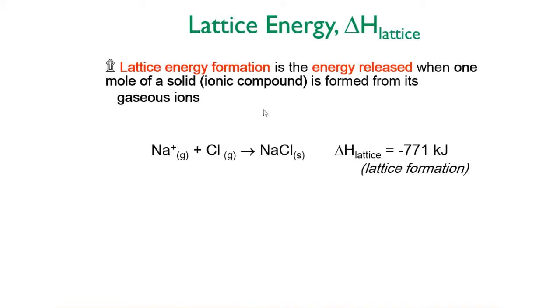So first of all, we must know what is the definition of lattice energy. There are two: one is lattice energy of formation, another one is lattice energy of dissociation. But normally we are applying the lattice energy of formation. It's the energy released, meaning exothermic reaction. That's why the answer for lattice energy of formation must have a negative sign. It is when 1 mole of a solid ionic compound is formed from its gaseous ions.